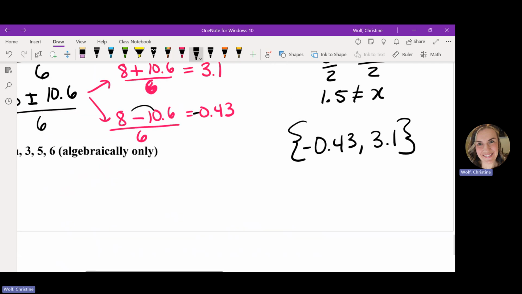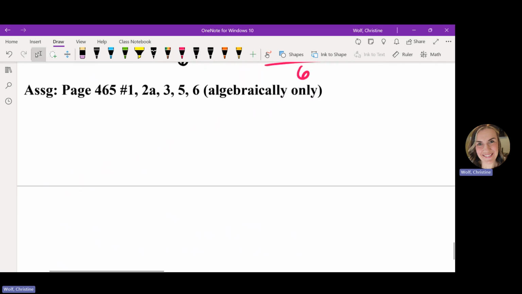Now, for your required questions, I'm going to pare these down because you've done this before. Was today difficult? No, you've done this before. I'm not going to make you graph any of them, and on the test you won't have to graph any of these. It'll all be algebra.